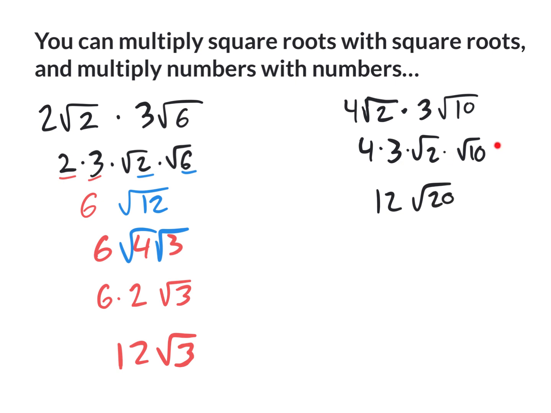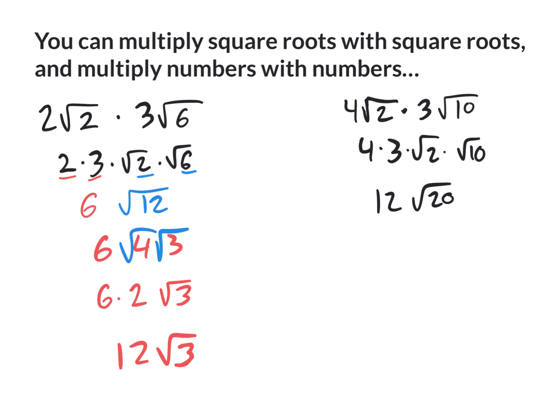Now, I guess doing this step is kind of pointless, but I'm showing it to you because you really could just rearrange it: 4 times 3, 2 times 10, 12 square root of 20. So now try to simplify the square root of 20, and at the very end, if you have a number on the outside, you could multiply it with the 12, outside of the root, that is.